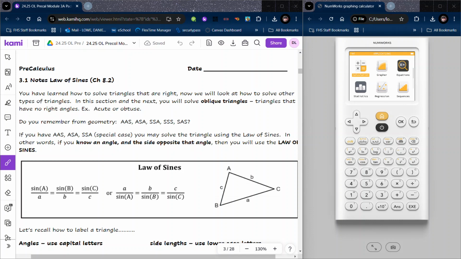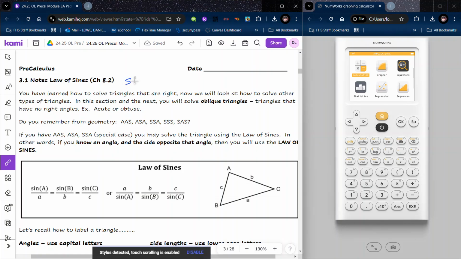In this video, we're going to look at an introduction and some notes on using the law of sines. This sometimes also gets known as the sine rule. Okay, so let's look at our notes.